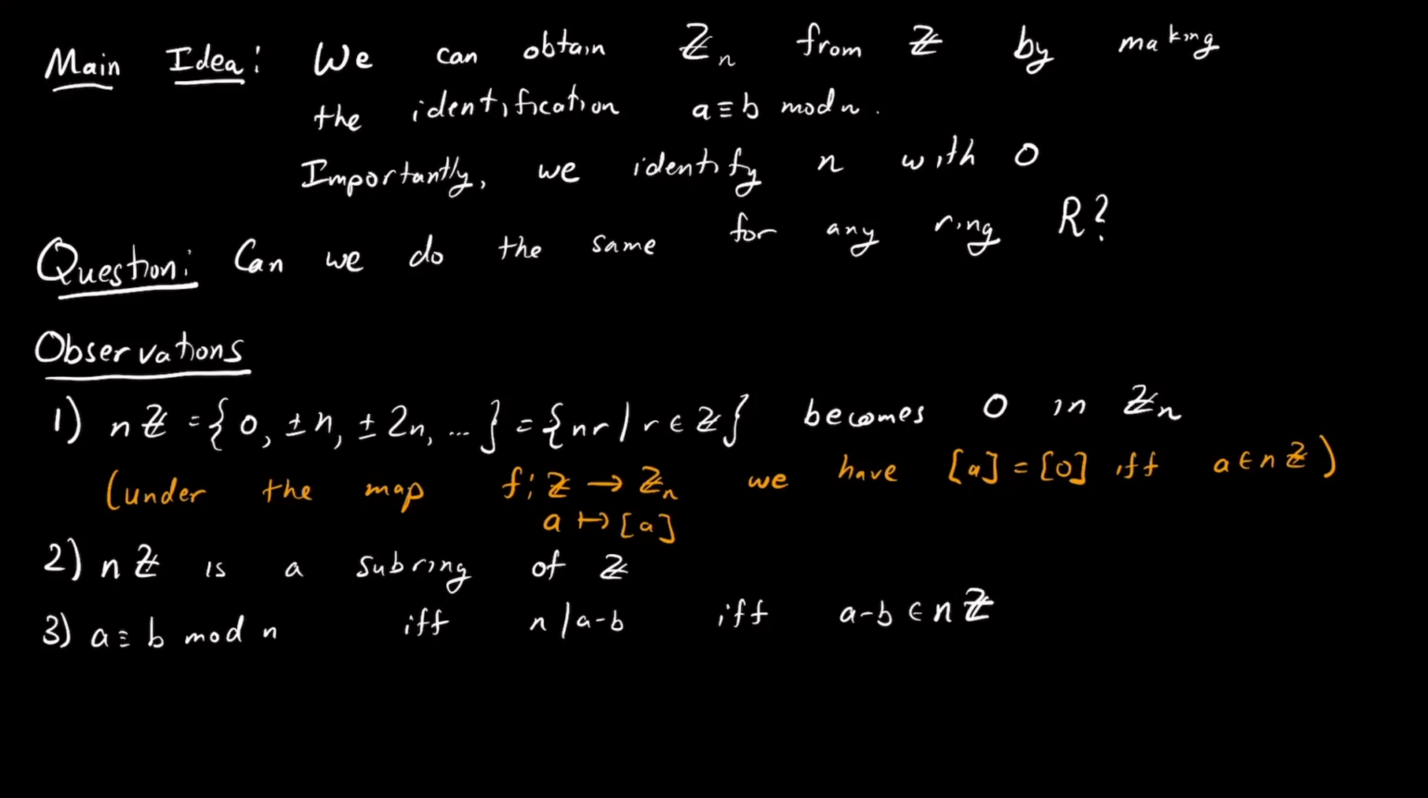And finally, we have one more observation: if I take an element of nZ, call it i, and any other integer, call it a, then i times a is going to be an element of nZ. So if I take a multiple of n and multiply it by some integer, I get a multiple of n back. So these properties are going to motivate the next few definitions that we give.